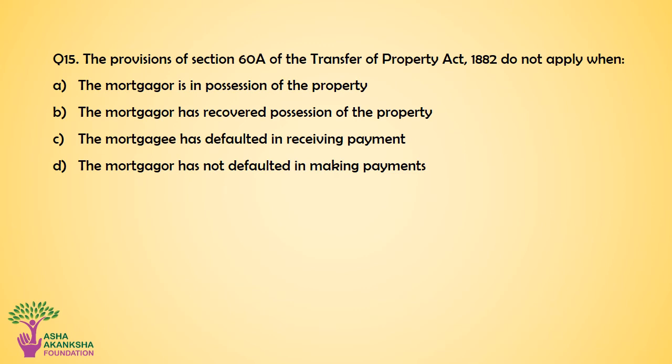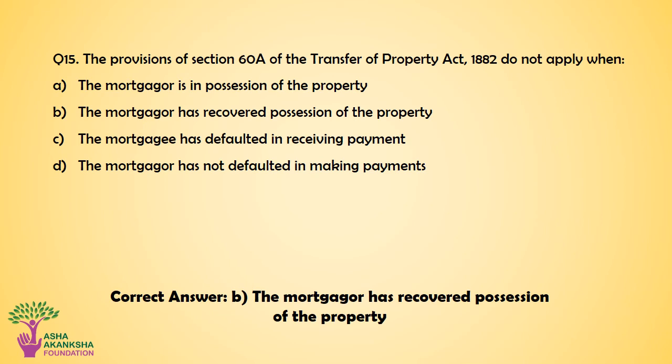Question number 15. The provisions of Section 60A of the Transfer of Property Act 1882 do not apply when, option A, the mortgagor is in possession of the property. Option B, the mortgagor has recovered possession of the property. Option C, the mortgagee has defaulted in receiving payment. Or option D, the mortgagor has not defaulted in making payments. The correct answer for this question is option B, the mortgagor has recovered possession of the property.